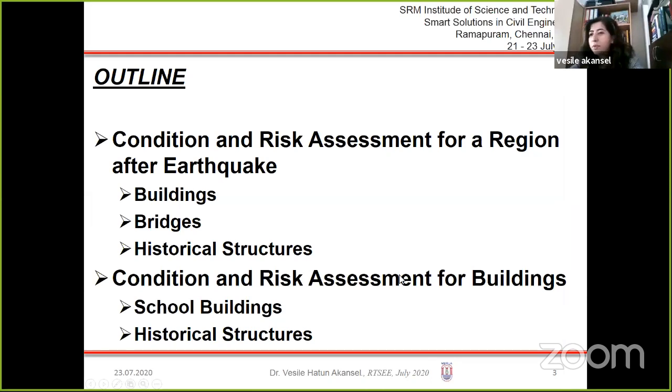Thank you, Professor Madavi. In the first part, I will talk about the risk assessment for a region after an earthquake. It's important because in this way, I will show you how we determine the fault mechanism depending especially on the damage in the structures and on the site. In the second part, I will talk about before an earthquake. This time we looked at school buildings and historical structures, but here I will only mention one of them. It's a very specific, unique historical structure, and it will be nice to mention it.